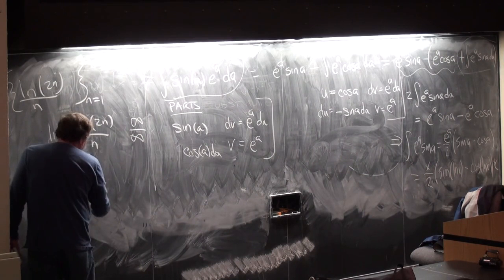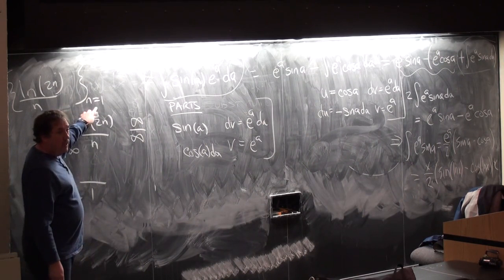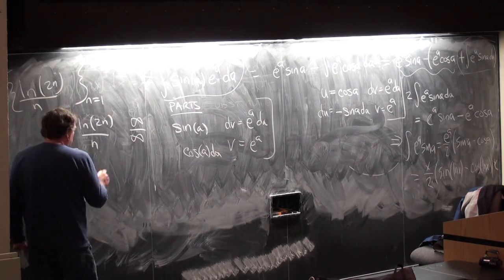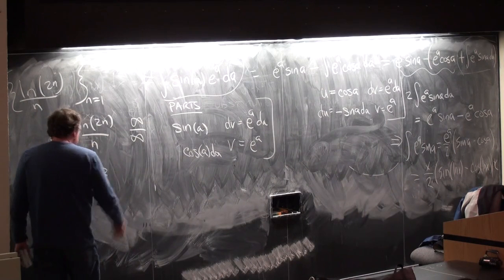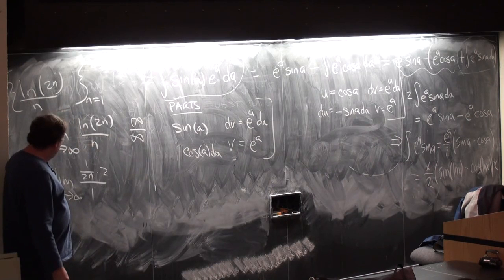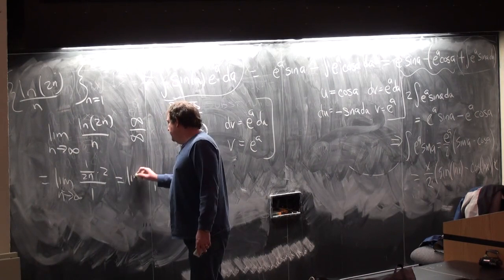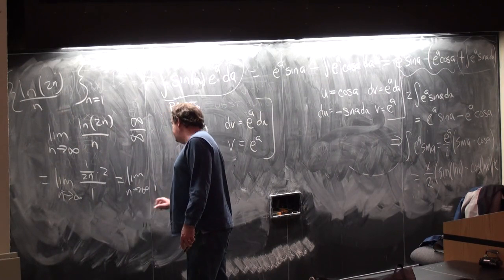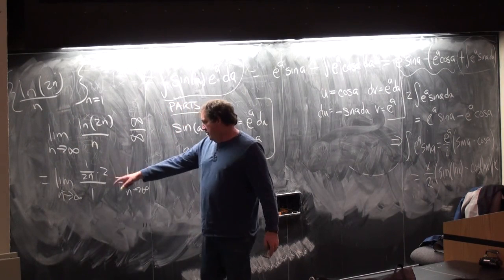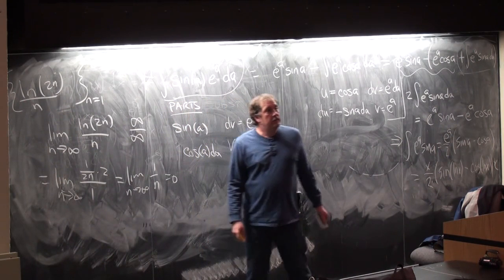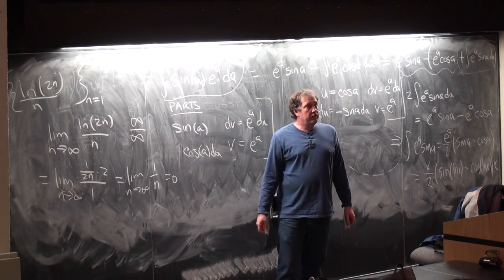So the derivative of n is 1. The derivative of the log of 2n is 1 over 2n times the derivative of 2n, which is 2. So this is the limit as n goes to infinity of 1 over n, which is 0. So this sequence converges and it converges to 0. Okay?